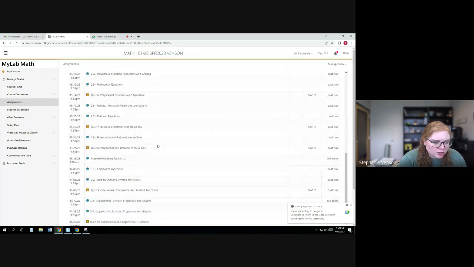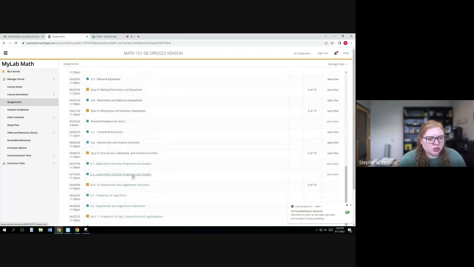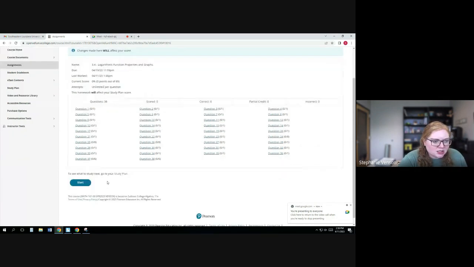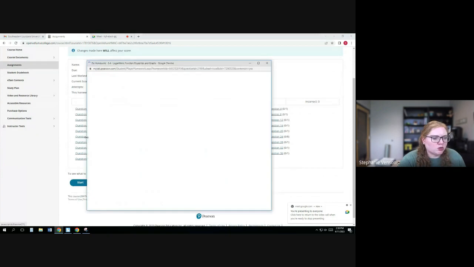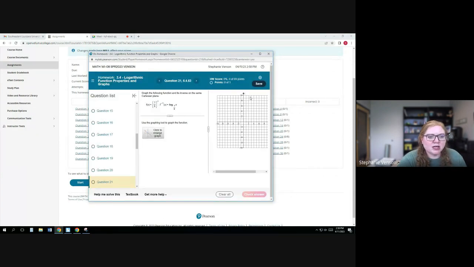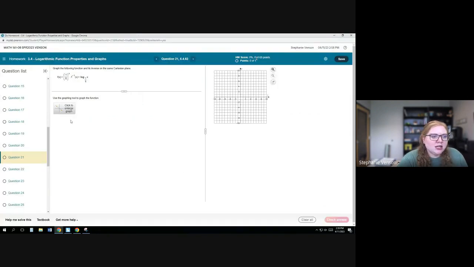So this homework is titled the same as the notes. So here it is, logarithmic function properties and graphs. It's due on the 19th, Wednesday the 19th. So I think it's example 21 or problem 21. Yeah, perfect. Okay, so it's the exact same question that I have in the notes. Literally the only difference is that I did, I guess, 1/3 in the notes and they did 1/6 here.